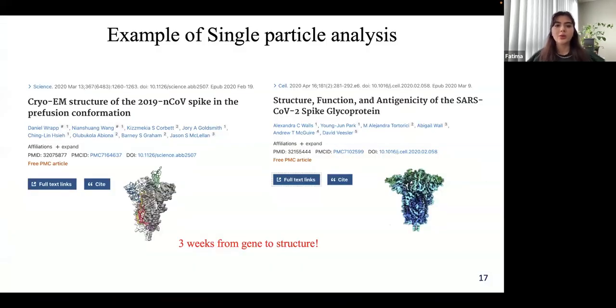Okay, so although the workflow is very long, it is worth the time and effort. These are two examples of single particle analysis. As you can see, after just 3 weeks, these two groups that received the genome of SARS-CoV-2 had the structure.